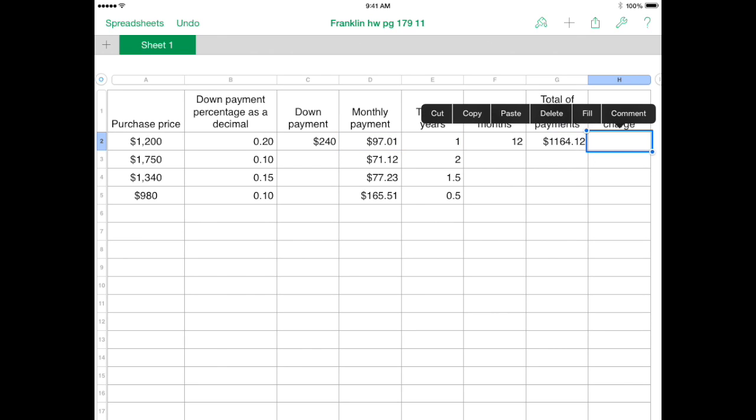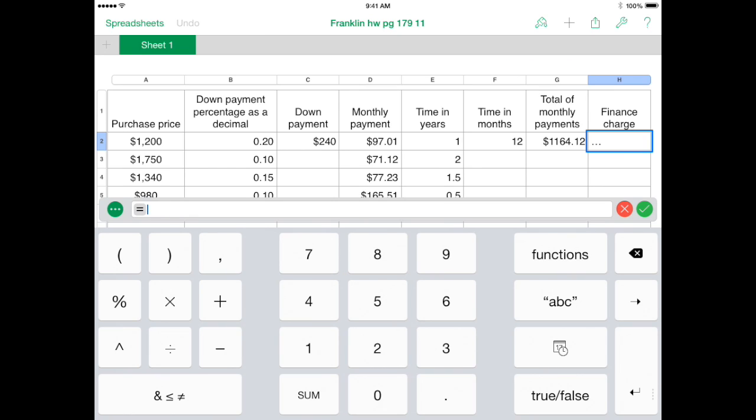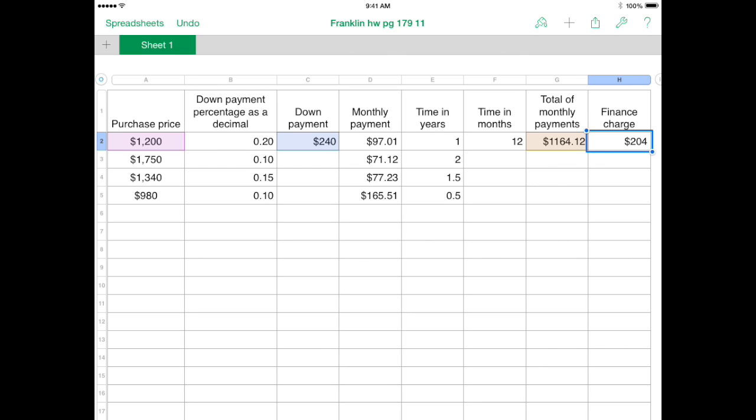So now the last question is, what's the finance charge? How much more did I pay for the privilege of financing this? This is a little bit harder, but not too much. This is a formula that you should be able to figure out. I'm going to press the equal sign to go into formula entry mode again. How much did I actually pay? I paid the down payment, that's in cell C2, plus the total of the monthly payments. So that's how much I paid. But what I want is the difference between what I paid and what the original purchase price was. That difference is called the finance charge. So I'm going to hit subtract to find the difference. Cell A2 is the original purchase price, and I'm going to hit the green check mark. Hey, there we go. The finance charge on that is $204. That's how much extra I paid for this by financing it.